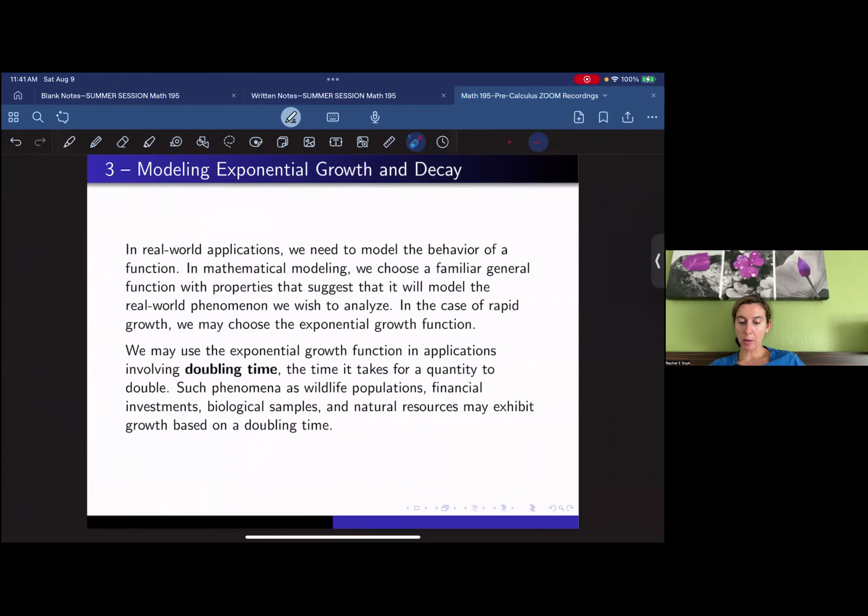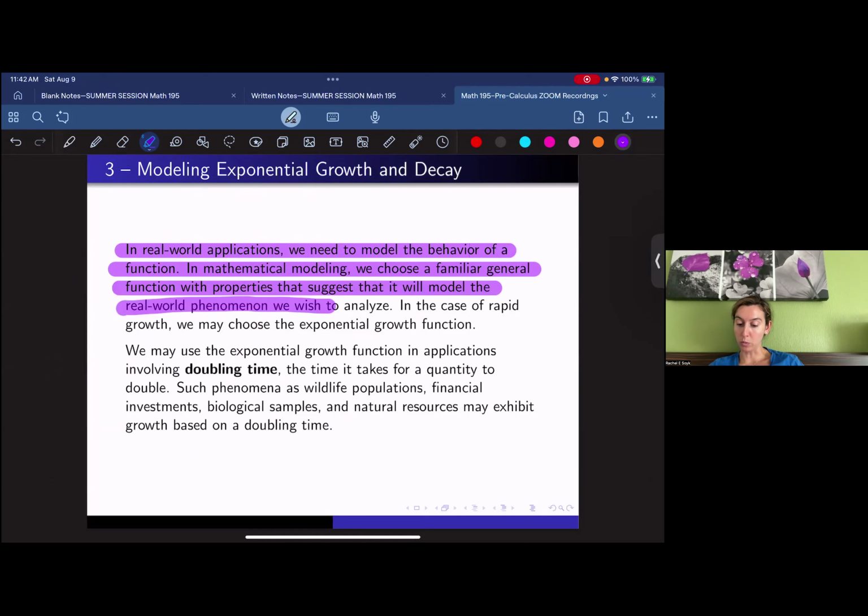Now we're on to our objective 3, which is modeling exponential growth and decay. And so this is going to be dealing with some doubling time problems, but I'll read these paragraphs separately. Maybe we'll use purple here. In real-world applications, we need to model the behavior of a function. In mathematical modeling, we choose a familiar general function with properties that suggest that it will model the real-world phenomenon we wish to analyze. In the case of rapid growth, we may choose the exponential growth function.